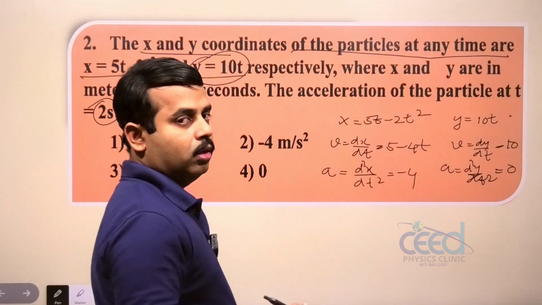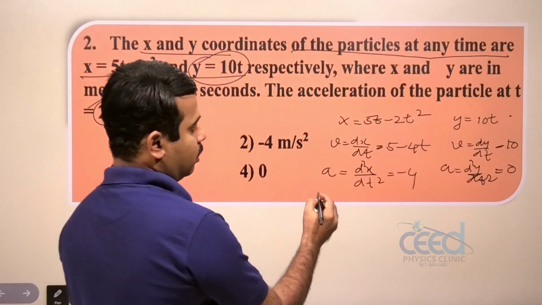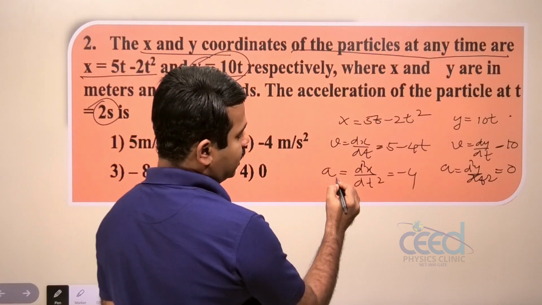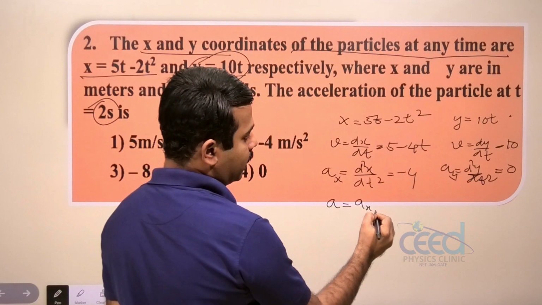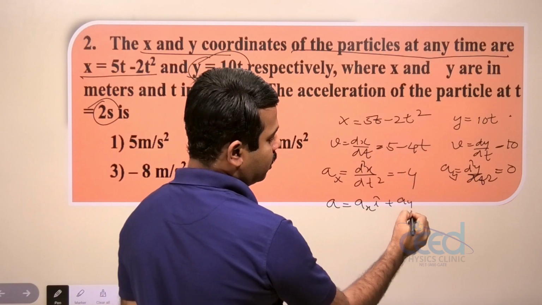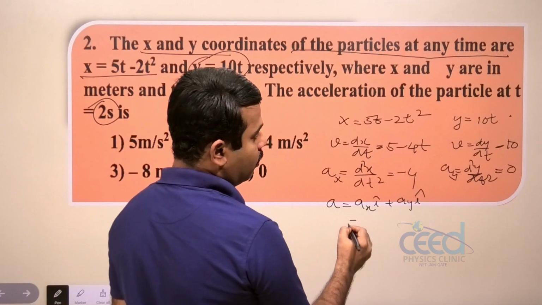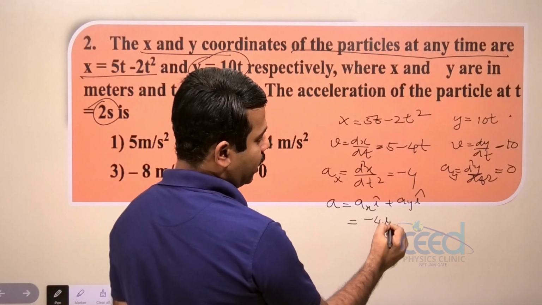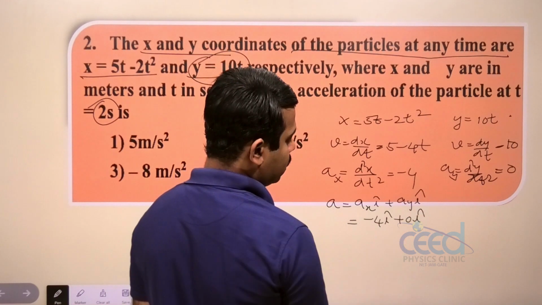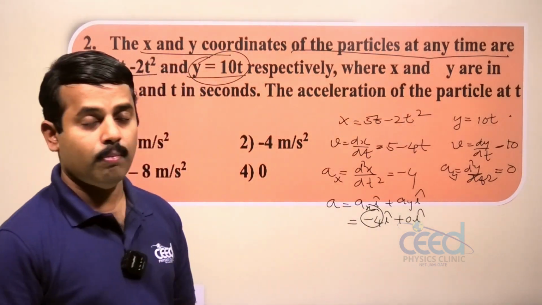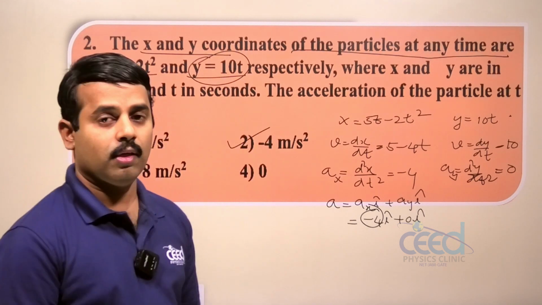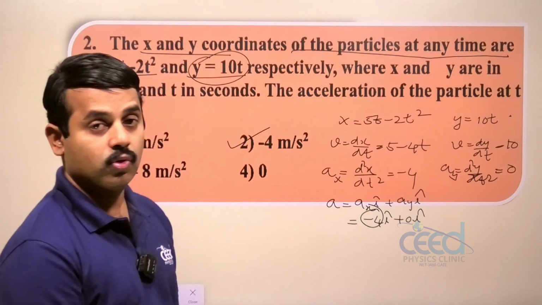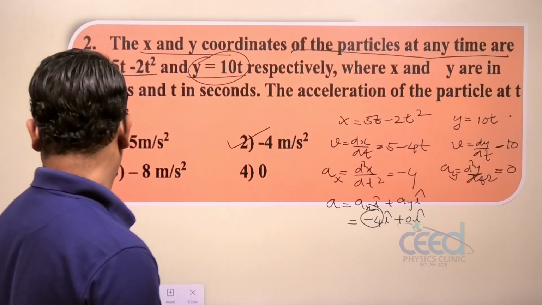Now in two dimensions, acceleration is equal to ax i cap plus ay j cap. That is minus 4 i cap plus 0 j cap. So basically it is minus 4 i cap, which means the magnitude is minus 4 meter per second square.